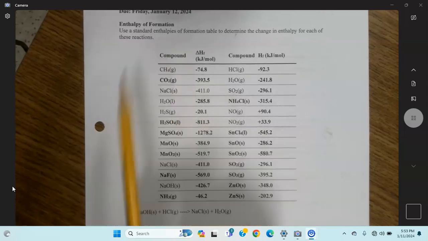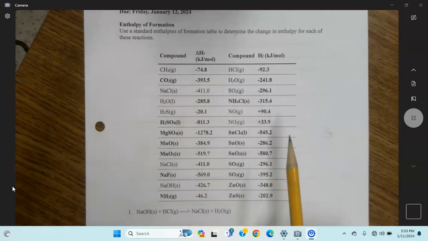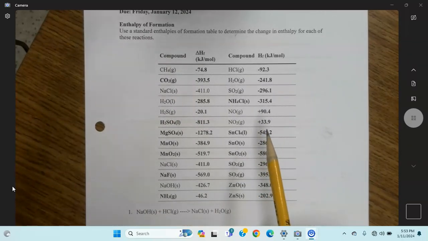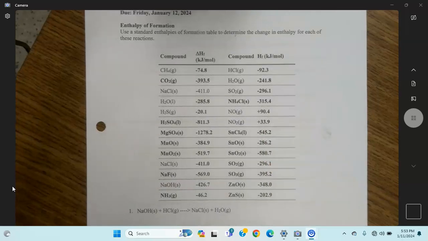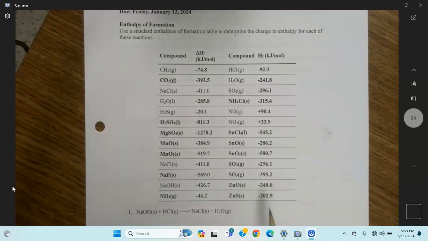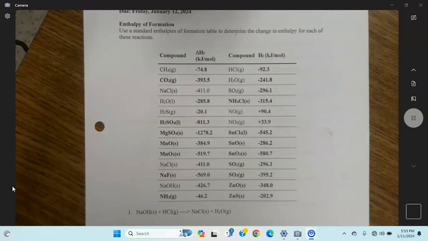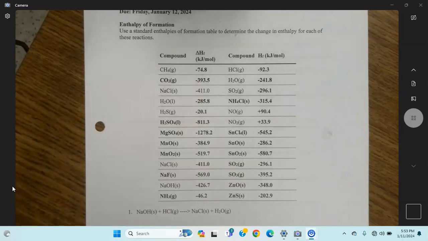So enthalpy of formation. Again, enthalpy of formation is the heat going into or out of a chemical reaction when you manufacture a compound like one of these out of its most basic elements in their most stable form. So oxygen would be O2, not O. We talked about this in class. And it's making 1 mole of that. So what you can do is use these.